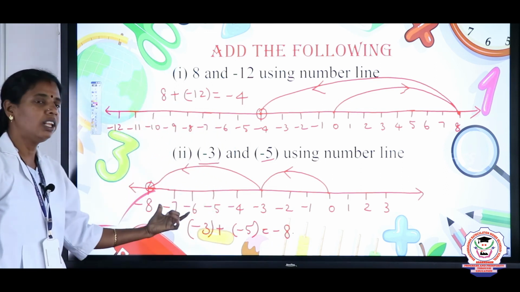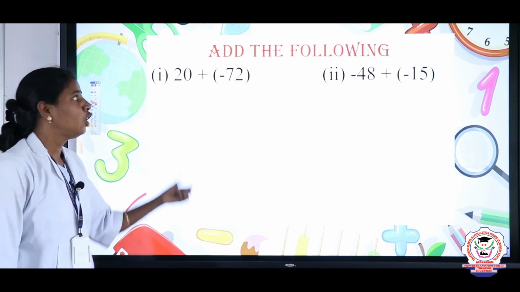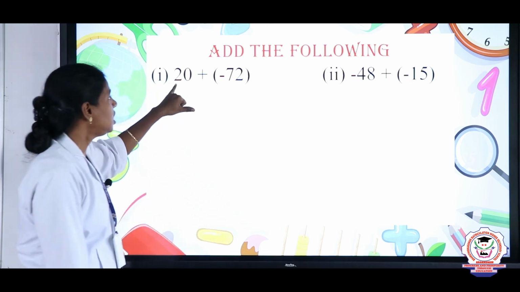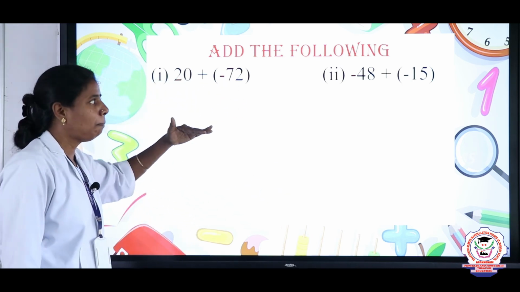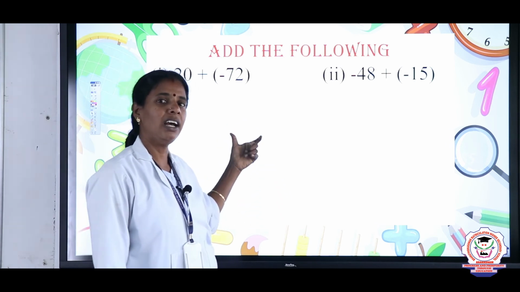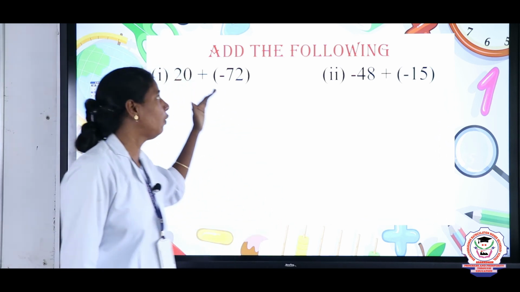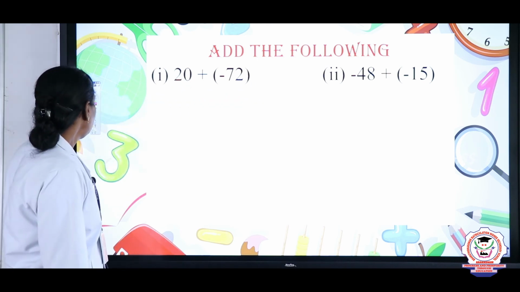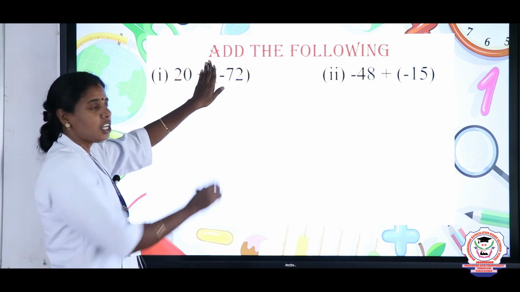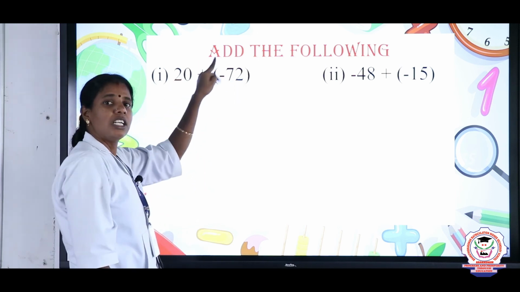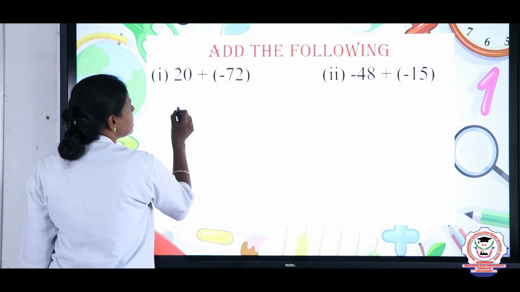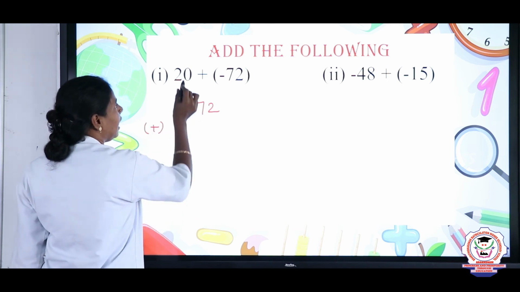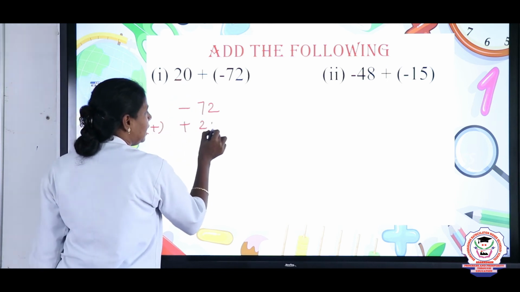Is it clear how to solve integers on the number line? So using 2-digit numbers, we need to find the sum of these integers. Say 20 plus minus 72. If it is simple numbers, we have seen some methods now, but here using the rules of integers, we are going to solve this. Without considering the sign, which number is greater, 20 or 72? 72 is greater. So first write 72, minus, and the next number is plus 20.